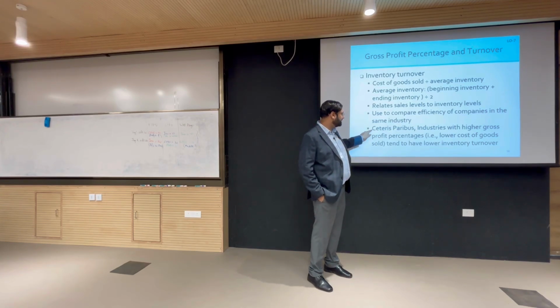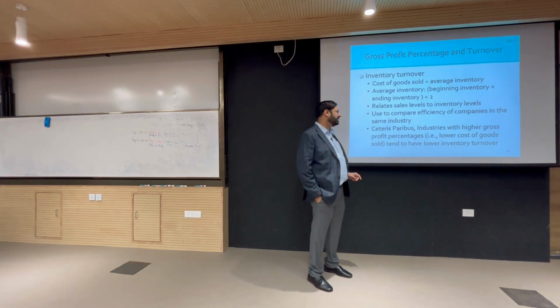So what is this thing? Industries with a high gross profit percentage tend to have lower inventory turnover. Why?